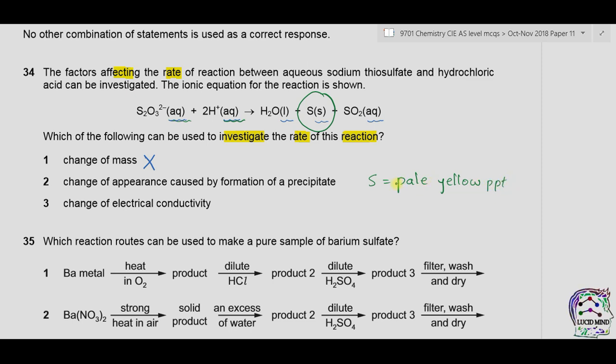So this observation can be used to predict the rate of this reaction by using time. So 2 is correct.